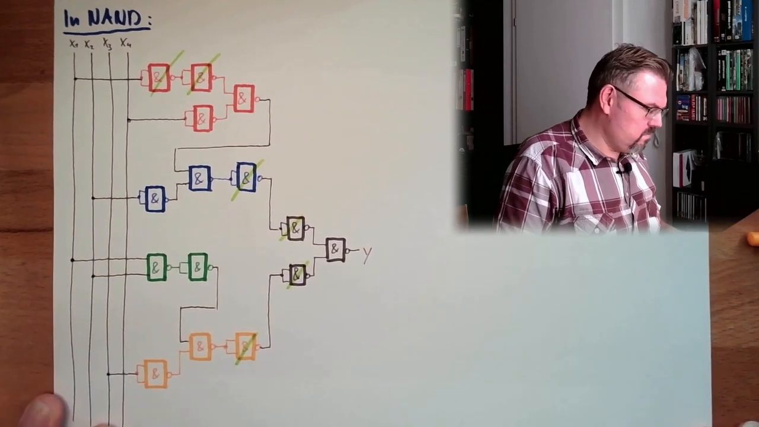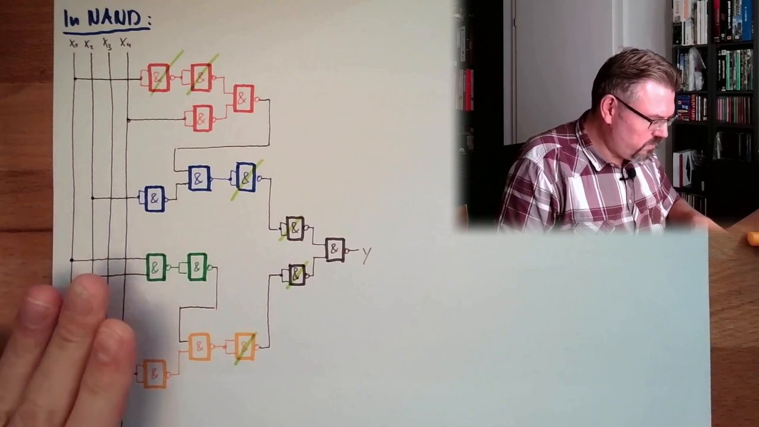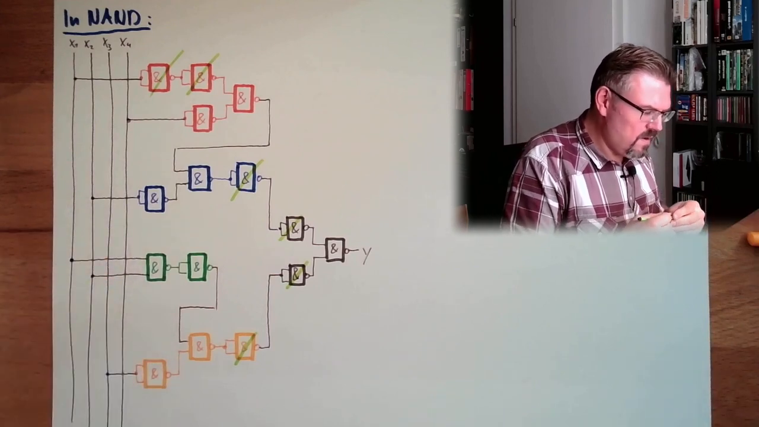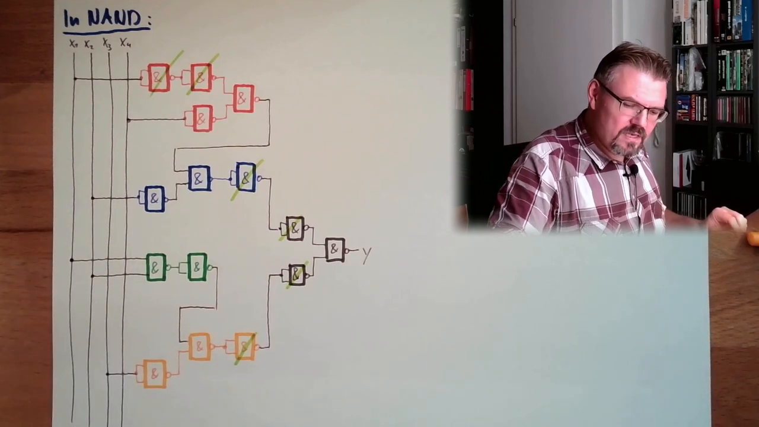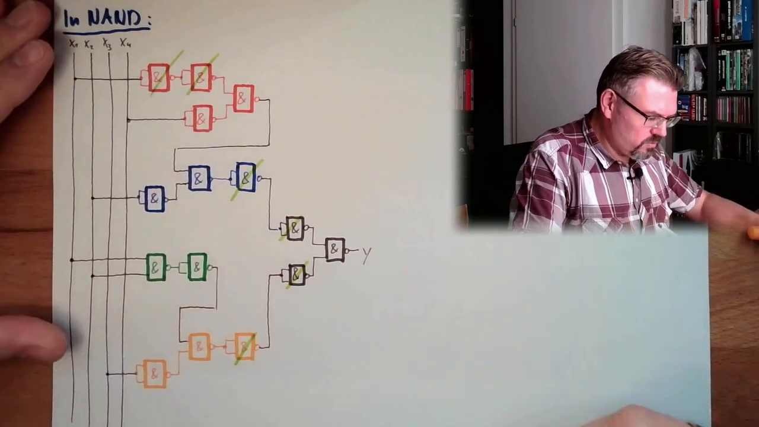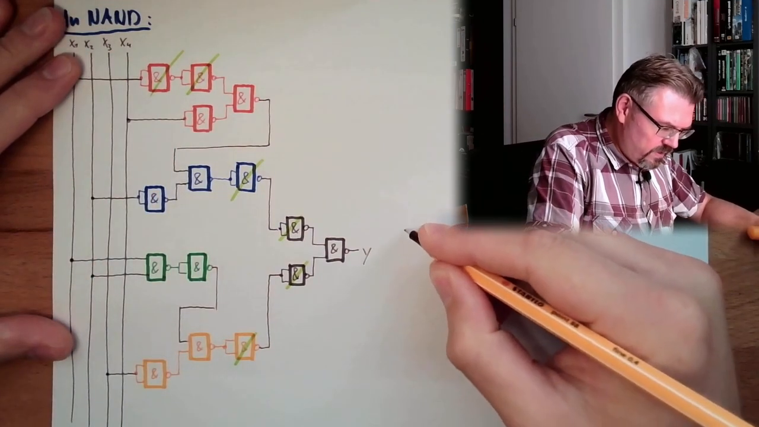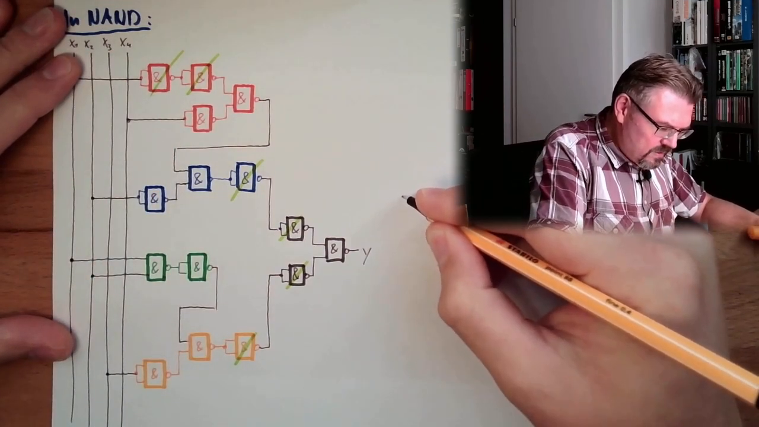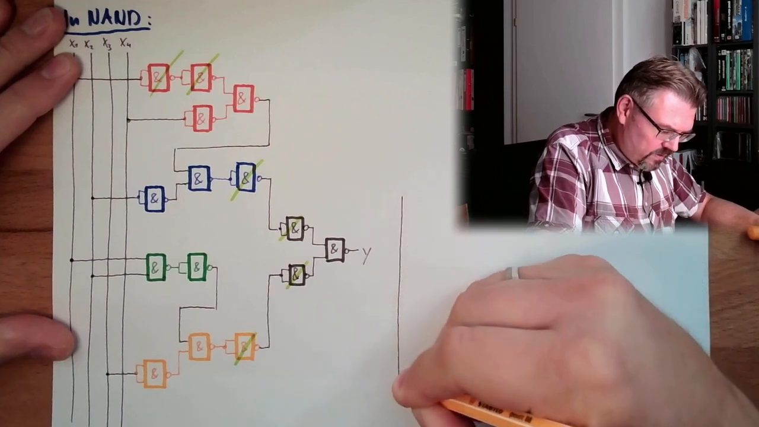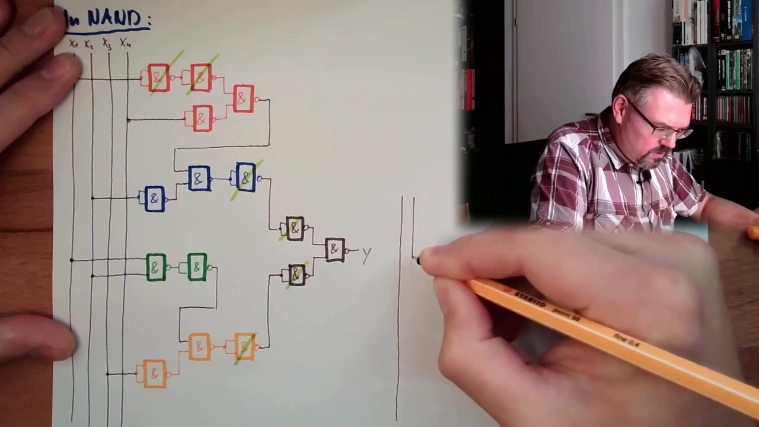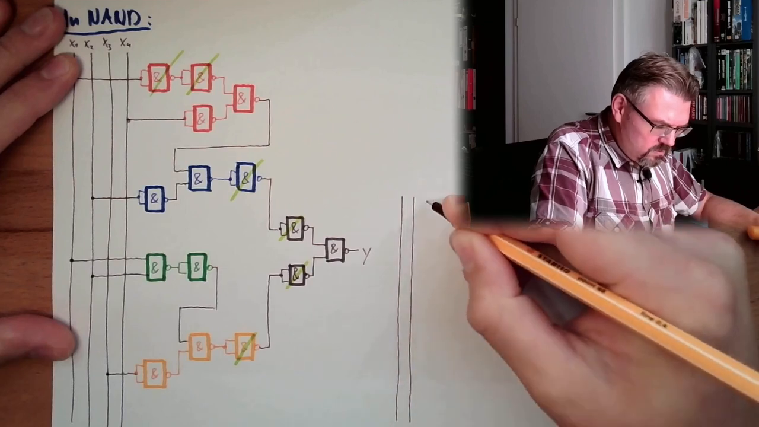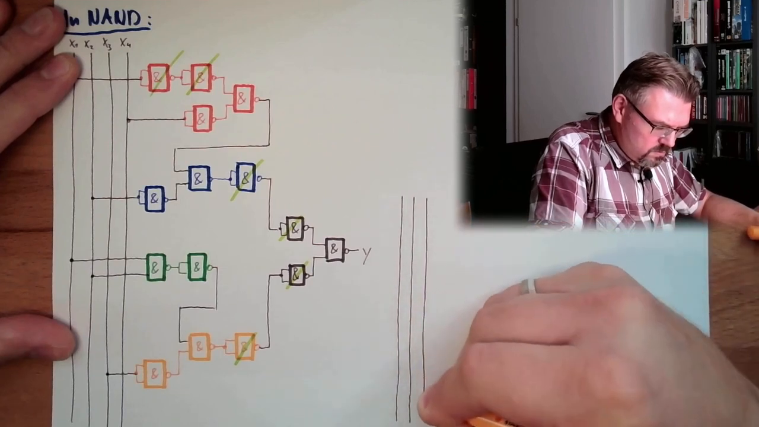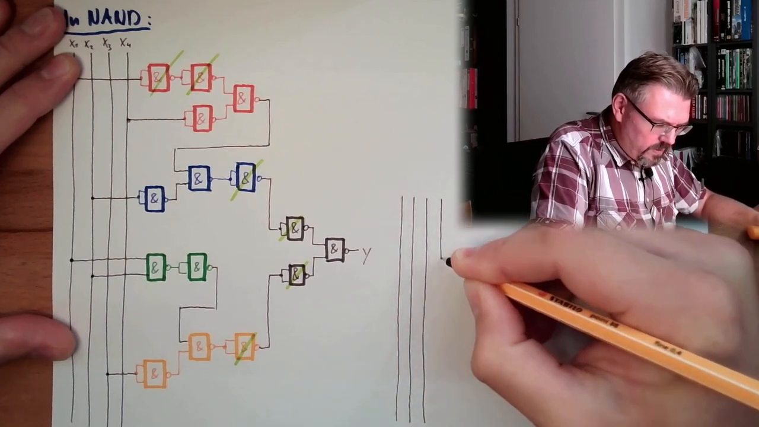And then, I think that's it. And then let's see if we skip those elements. If we get rid of them, how does the circuit look like then? X1, X2, X3, X4.